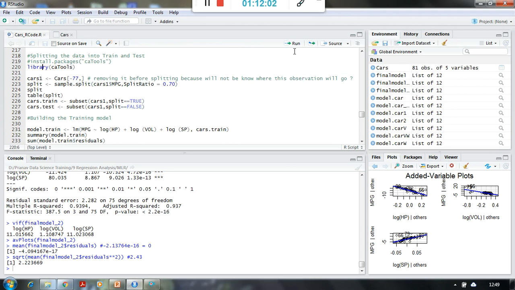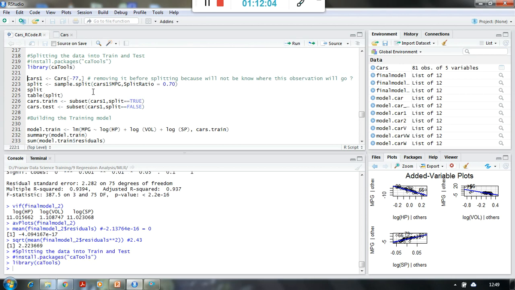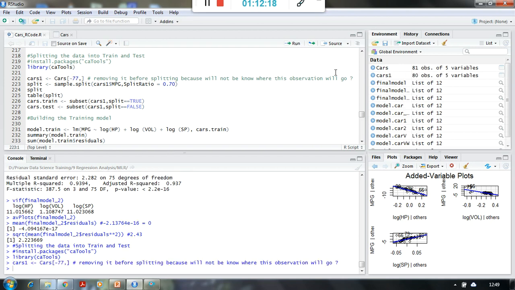Okay, so I am calling the caTools library, and from the original cars data set, I am creating a new car data set, which I am calling cars1, and I am not going to consider the 77th observation in this, so cars1 will have 80 observations. Now this is my new data set over here.